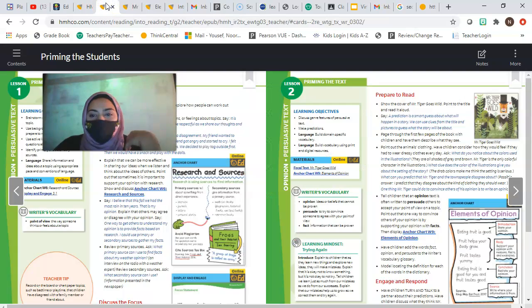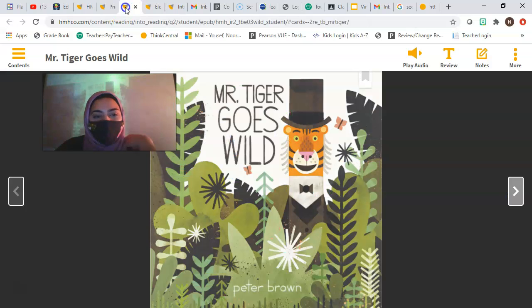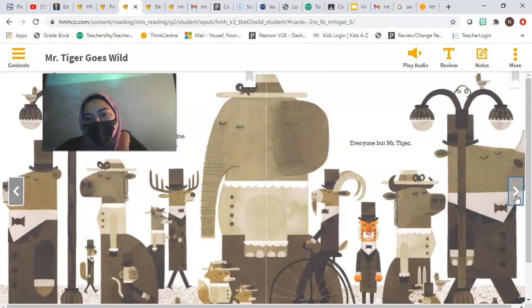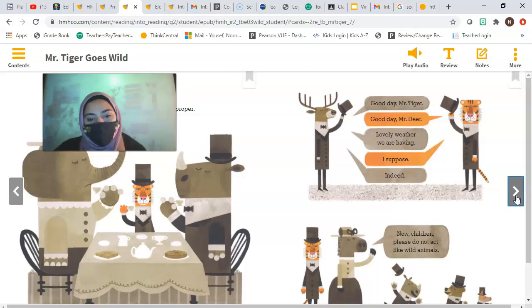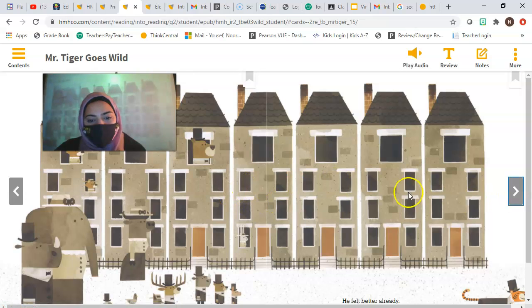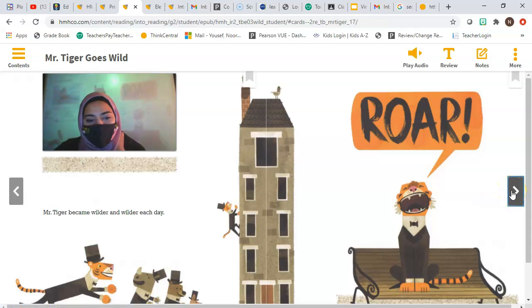Now, moving on, a prediction is a smart guess about what will happen in a story. We can use clues from the title and pictures to guess what the story will be about. Let's look at this picture. What do you guys think the story will be about? I'm going to quickly page through it so we can look at the pictures, and then I'll answer your questions. The story is called Mr. Tiger Goes Wild. And we have pictures of tigers and rhinos that seem like they're kind of fancy. We have a lot of other tigers, some rhinos. They're all wearing hats and clothes.